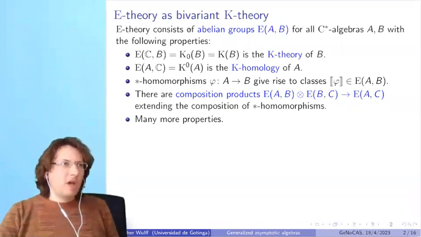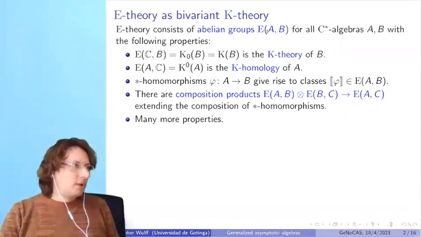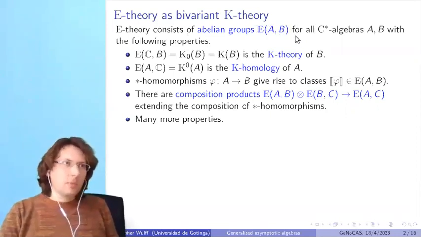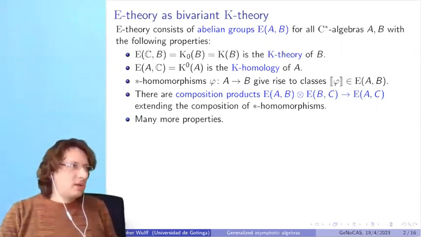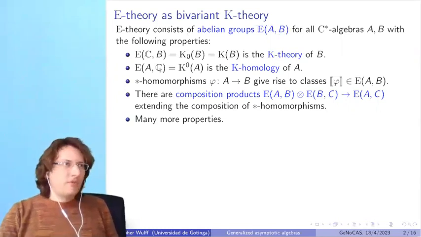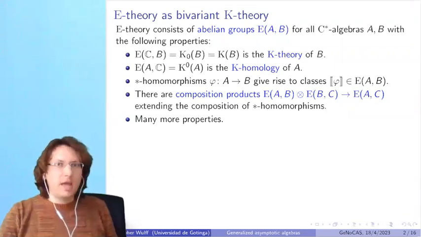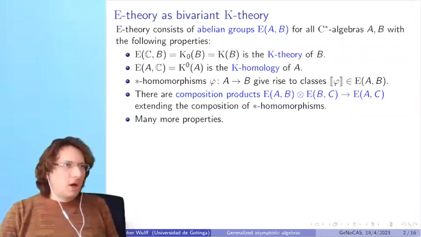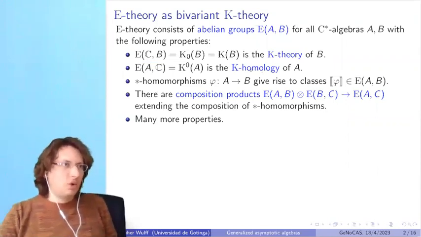Bivariant K-theory means we have abelian groups. In the case of E-theory, they are denoted E(A,B) for all separable C-star algebras A and B. They should have the following property: if A is the complex numbers, then we should get exactly the K-theory of the C-star algebra B. If B is the complex numbers, then we should get exactly the K-homology of A, although it is a bit unclear how to best define K-homology. So this is one possible definition of K-homology.